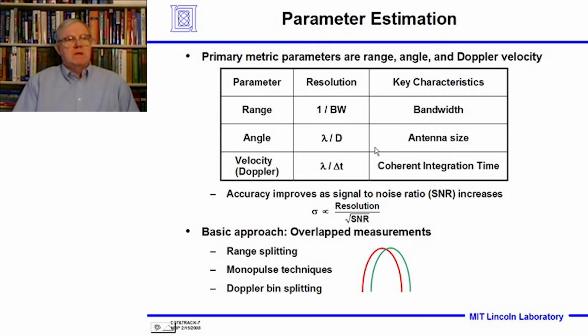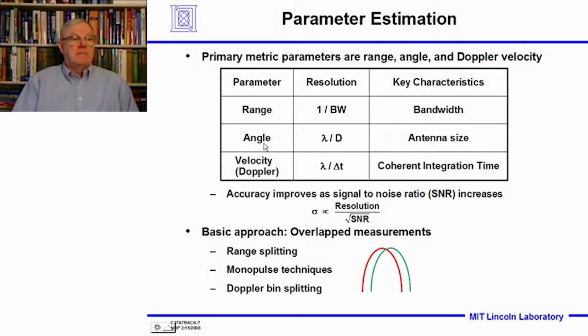Okay, with respect to parameter estimation, how do we get good range, angle, and Doppler velocity? Well, the range resolution is inversely proportional to the bandwidth of the pulse. It's proportional to the pulse width. So if we have very high bandwidth, then we'll have very good range resolution. And commensurate, if we have very narrow pulses, we'll have good range resolution.